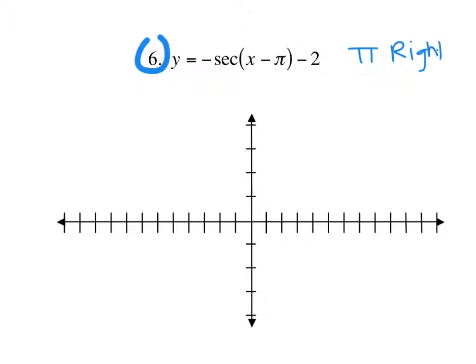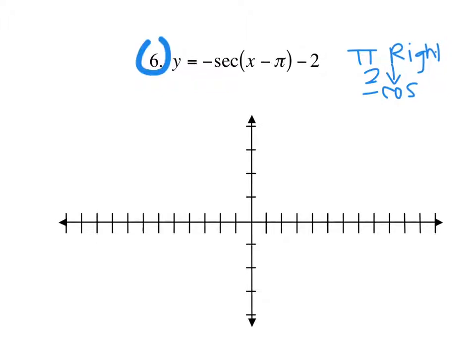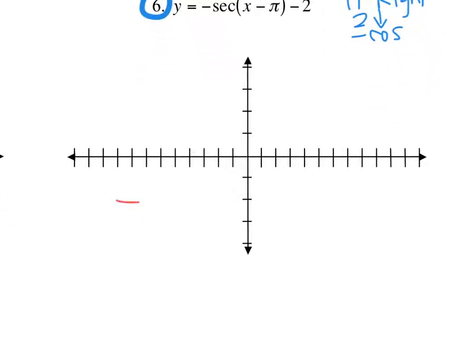We're going to shift it down 2. Okay. I want to think of the cosine graph instead of secant. But I'm also thinking of the negative cosine graph. So there's a lot going on in this problem. First thing I'm going to do is I'm going to move everything down 2. So I'm going to draw in a new x-axis.